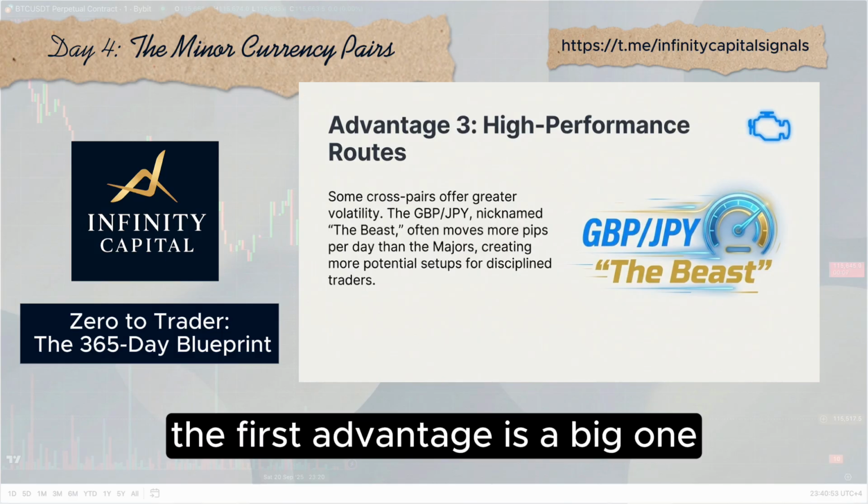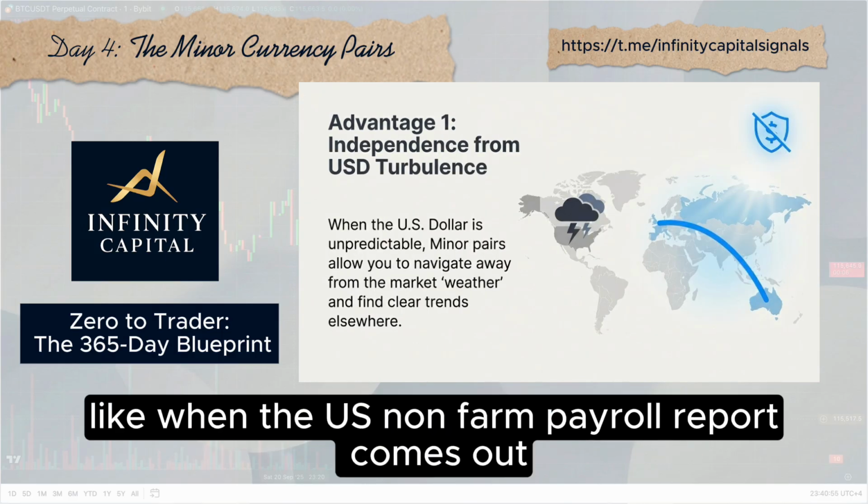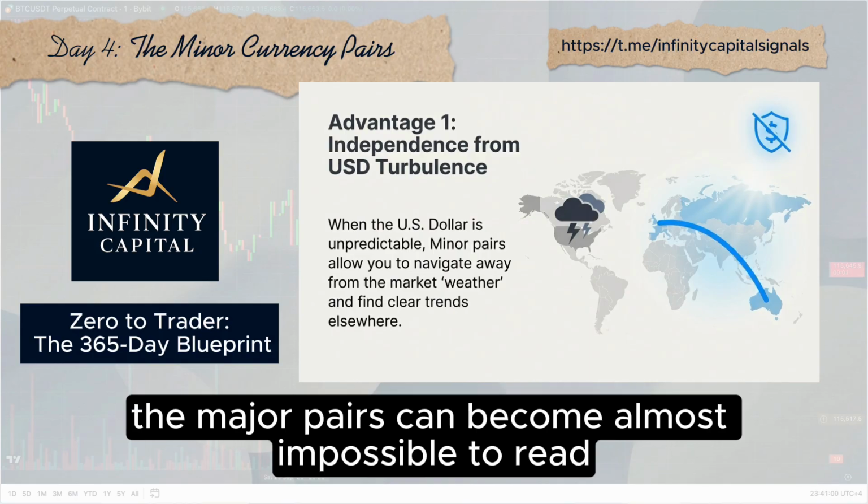The first advantage is a big one. Think about those crazy days like when the US non-farm payroll report comes out. The major pairs can become almost impossible to read.